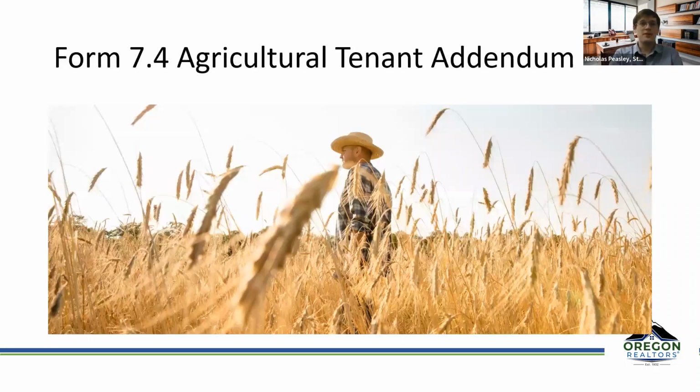The last thing we're going to talk about here is the agricultural tenant addendum. This is Form 7.4. It's somewhat specialized. It's kind of the same as what we've seen before, but I'll show you the special points in it.